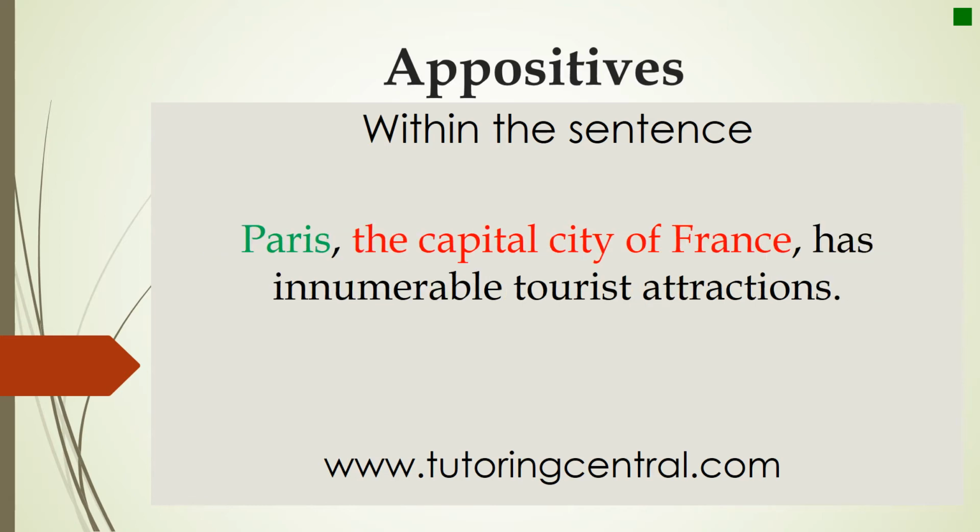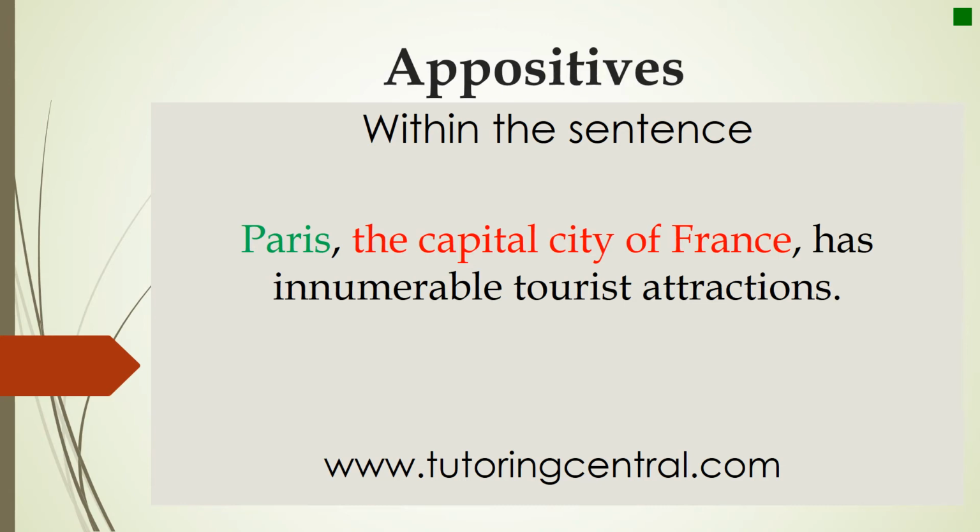Here's another example in which the appositive occurs within the sentence. It's near the beginning, but it's not at the very beginning because we have the noun Paris, which is being modified by the appositive, the capital city of France, within this sentence. Paris, the capital city of France, has innumerable tourist attractions. So the appositive again is giving us more information. It's identifying the noun. We could extract it, however. It is not absolutely necessary. We would still have Paris has innumerable tourist attractions, which is a complete sentence in itself. The capital city of France just helps identify or modify the noun Paris.